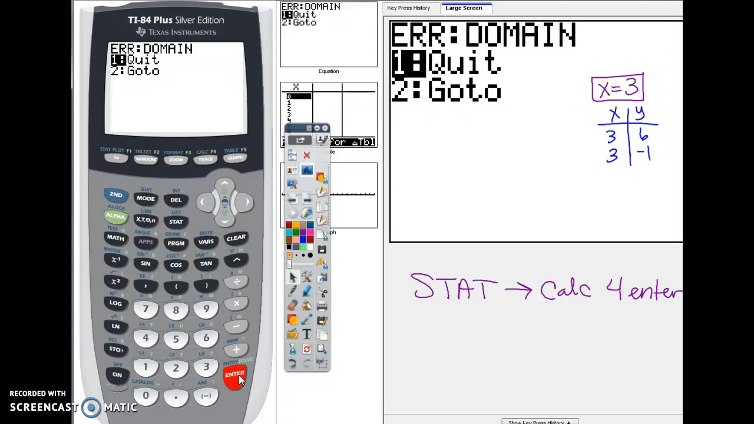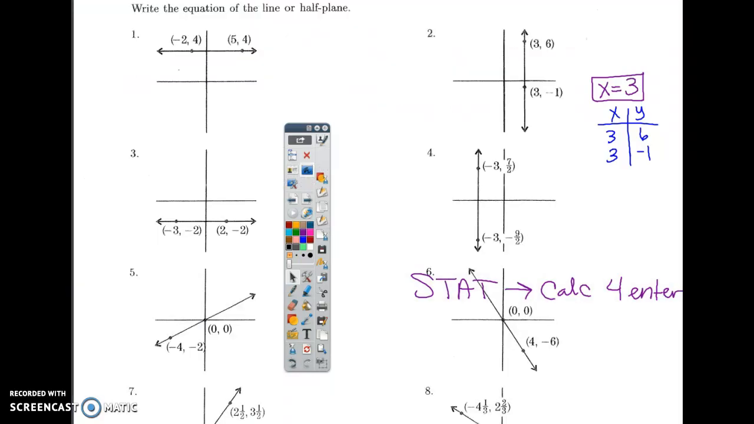Why do you think it gave you an error? Because the x's are repeating and this is not a function. I need you to go back and look at that worksheet. This is not a function. Look at my points. They're stacking, right? The calculator does not do non-function stuff.